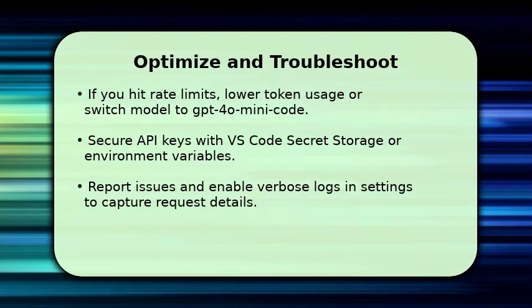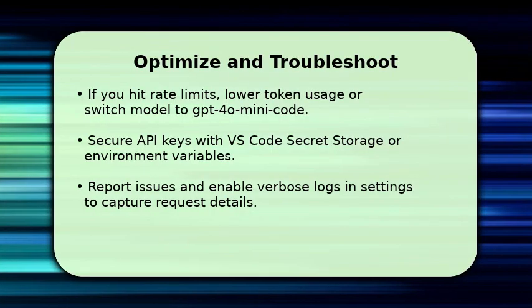If you hit rate limits, lower token usage or switch model to GPT-4o minicode and retry after the cooldown period. Batching requests reduces per-call overhead.